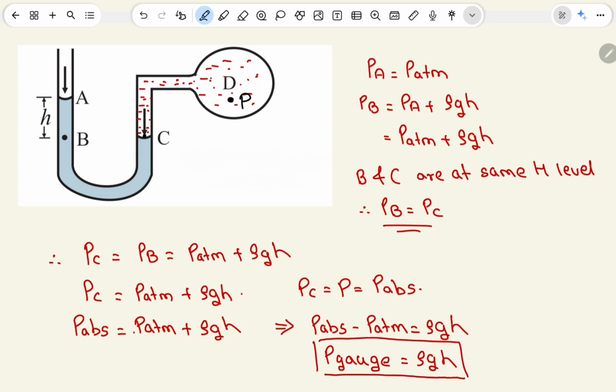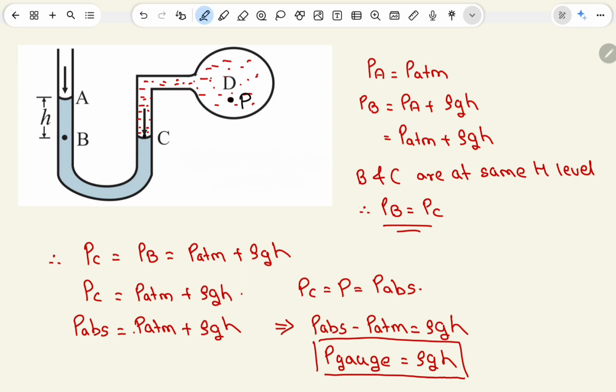So thus, we can see that by simply measuring the difference in the liquid levels in both the arms of the open tube manometer and substituting it in the formula P gauge is equal to rho g h, we can easily measure the gauge pressure of the system.